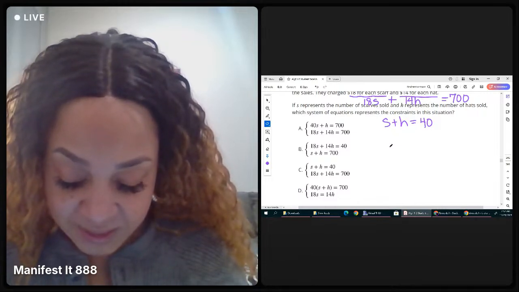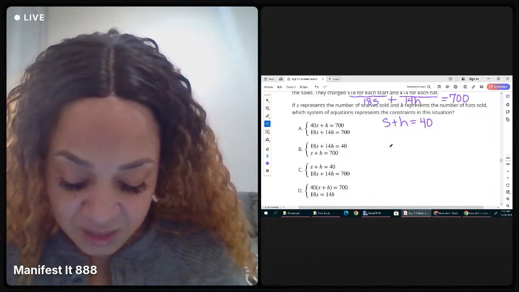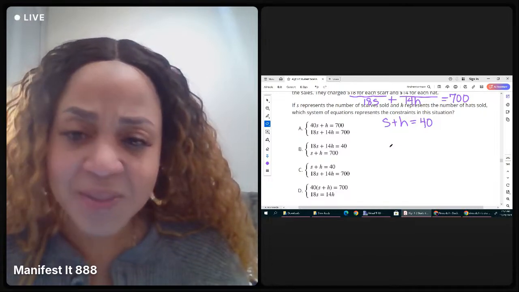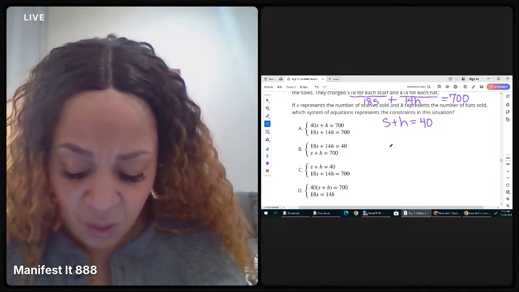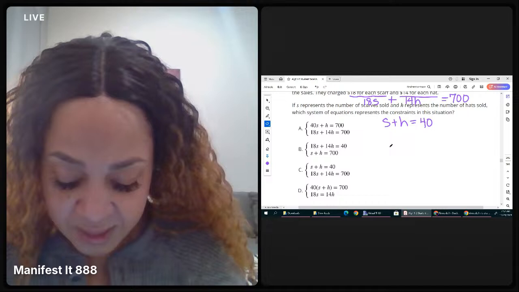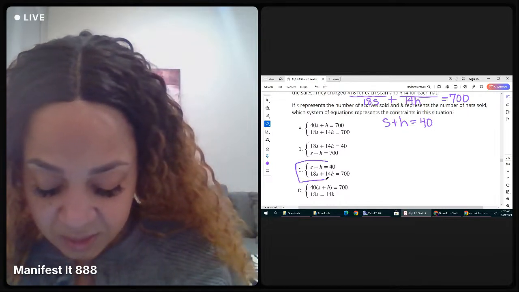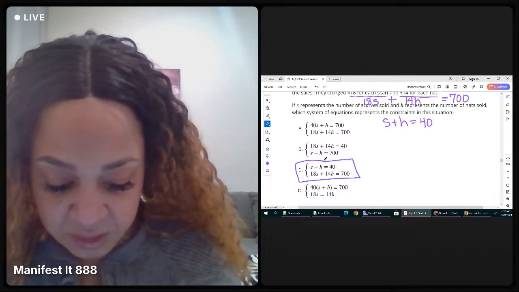Looking at these equations, I see B has S plus H equals 700, but that doesn't make sense because we know altogether they sold 40, and it looks like C is the perfect answer for us.